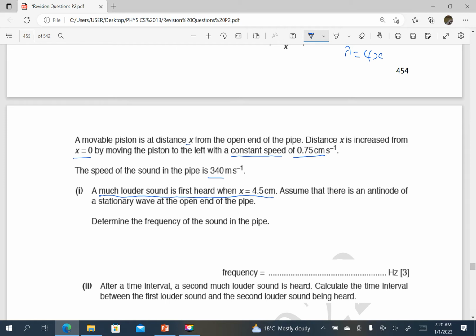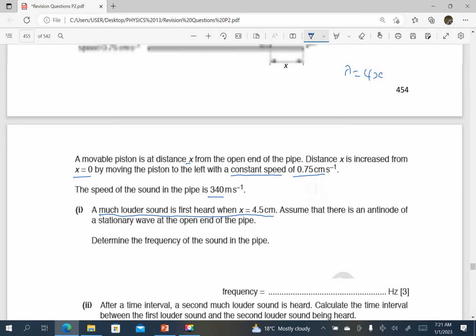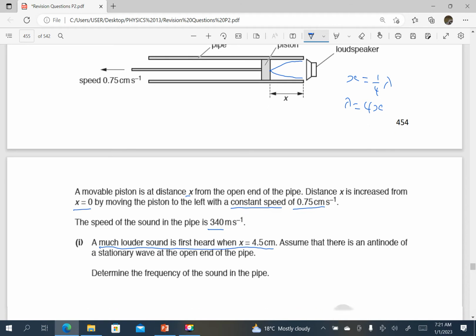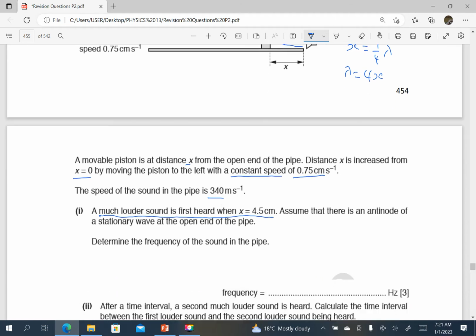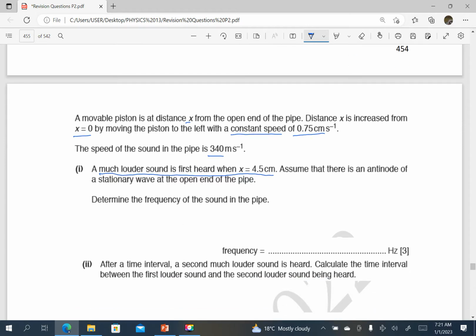So we have seen what actually happens. Okay, so let's determine the frequency of the sound in the pipe. We have already seen that x is going to be a quarter of a cycle. If x is a quarter cycle, we can find the wavelength. We have already seen that x, which is the length, is a quarter of a cycle. At the point when we hear the first much louder sound, that is when resonance has occurred, the first harmonic has been established. So this means that the wavelength is going to be 4 times x, where x is 4.5 centimeters. So the wavelength is 4 times 4.5 times 10 power negative 2 meters.